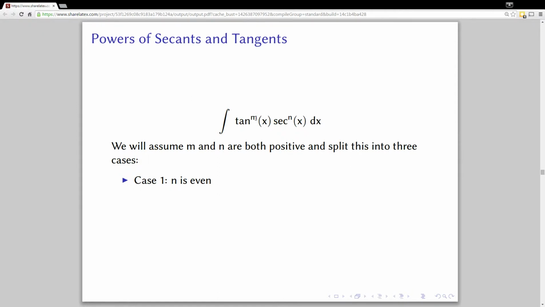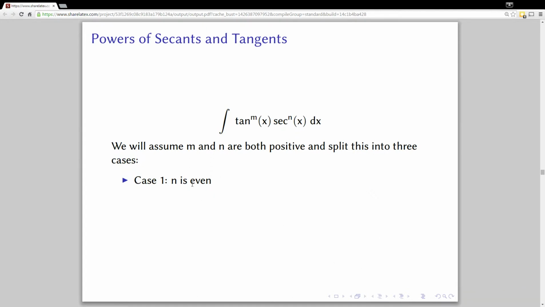If one of these is 0, m or n is 0, then you're back into the case where you're integrating just tangent or just secant. So we're going to assume they're positive, so there's at least one of each in there. And then when you do that, these integrals are going to split into 3 cases. This is really similar to the sines and cosines where we had 2 cases. In this one, we're going to have 3 cases to deal with.